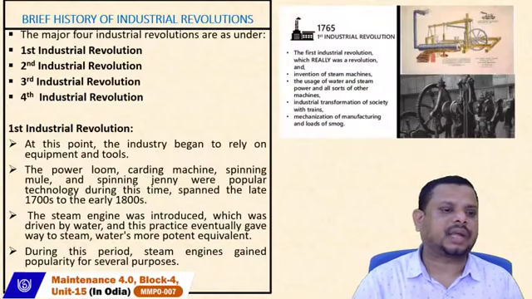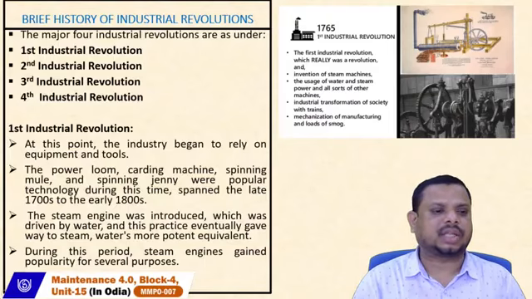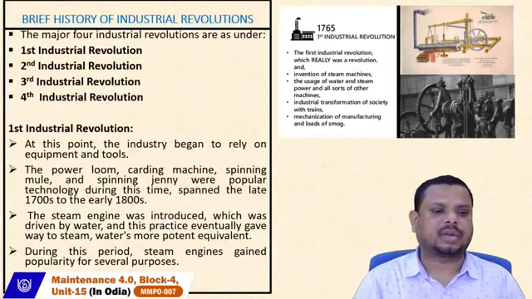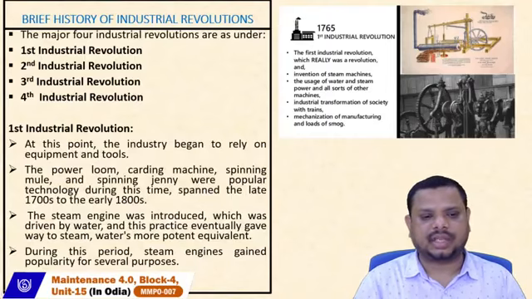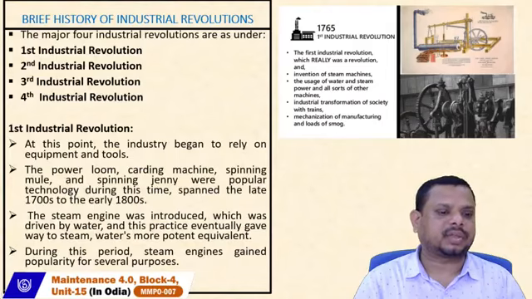In the case of the first industrial revolution, at this point, industry began to rely on equipment for the manufacturing of goods. In this particular phase, the power looms were developed. Carding machines, spinning mules, and spinning jennies were popular technology during this time. And the spinning and lathe machines were developed during the 70s to early 80s. This was known as the first industrial revolution.